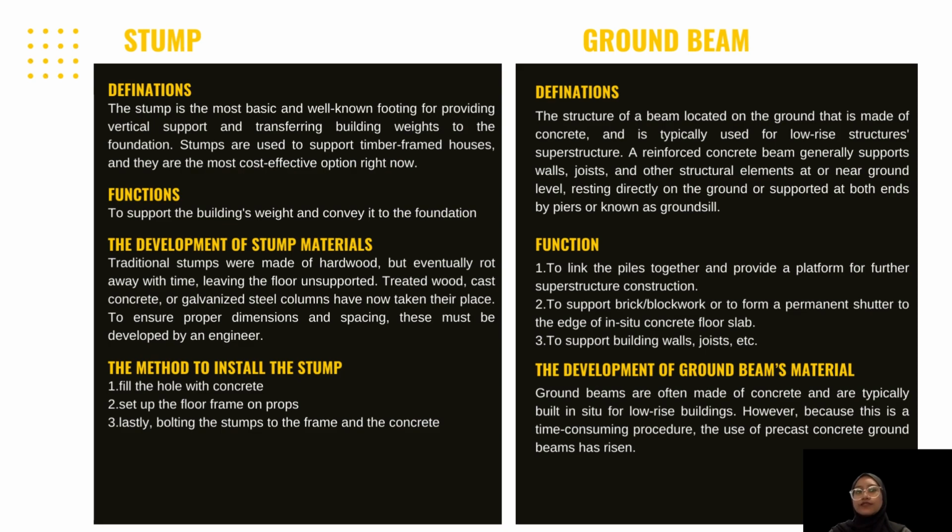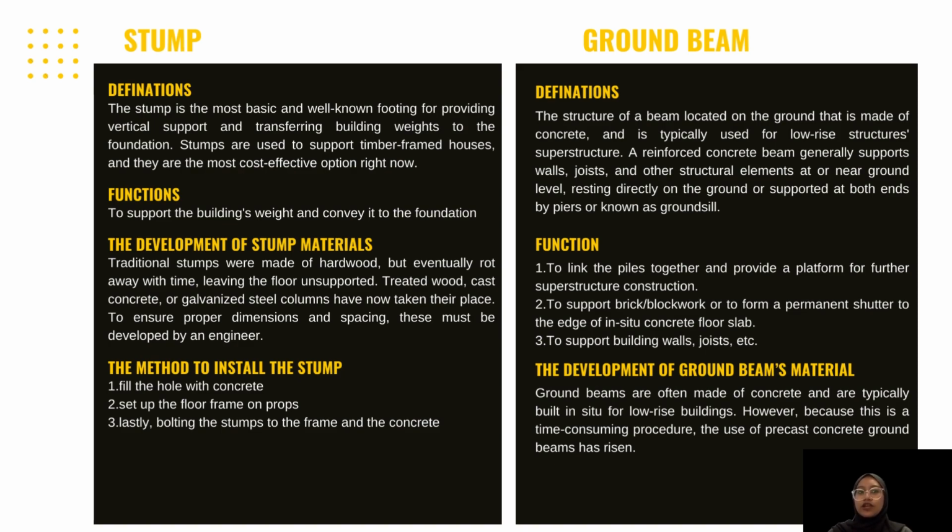Next is development of stump materials. Traditional stumps were made of hardwood, but eventually rot away with time, leaving the floor unsupported. Treated wood, concrete, and galvanized steel columns have now taken their place. To ensure proper dimensions and spacing, this must be developed by an engineer.